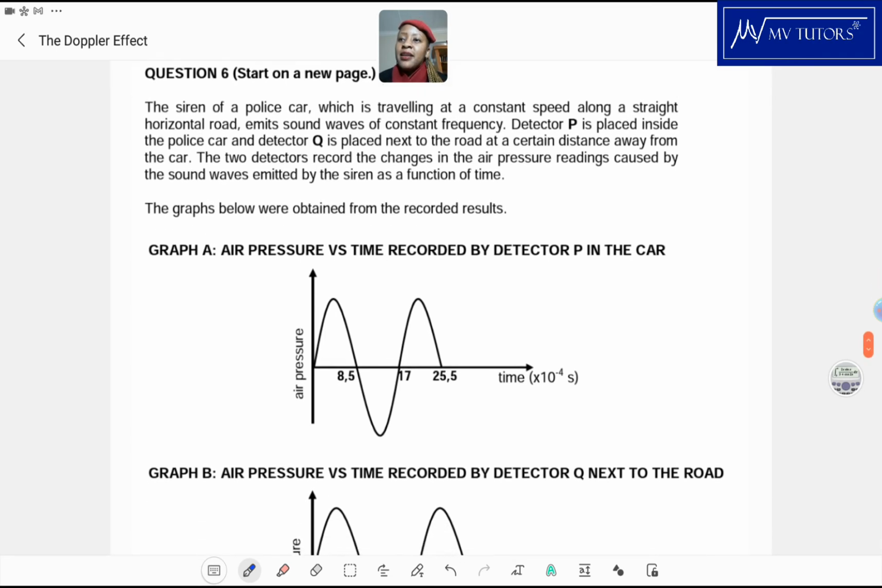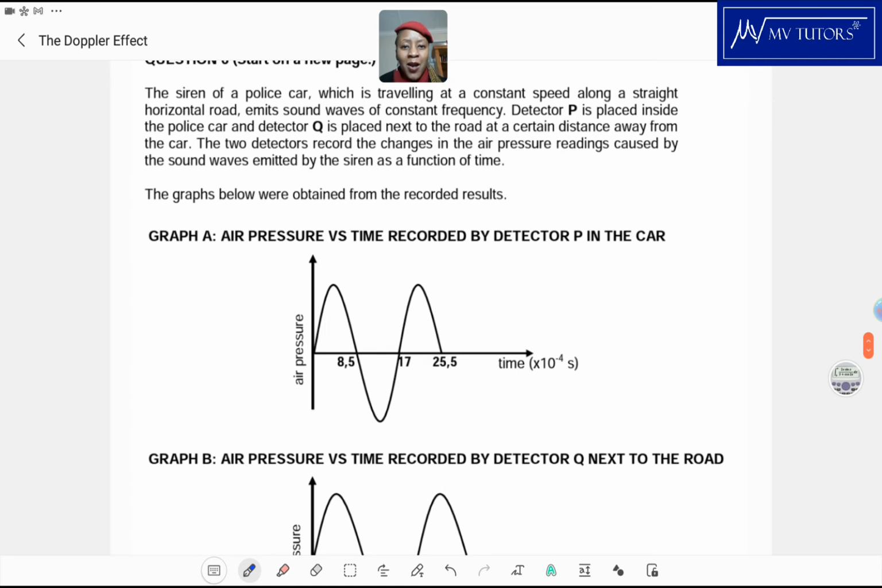Okay, so this, guys, the frequency of the detector in the car will always be the frequency of the source of the sound that comes from the car. So if the car has a frequency of 100, detector P will always have a frequency of 100. Detector Q, however, will depend. If the police car is moving towards Q, then it will detect a higher frequency. If it is moving away from Q, it will detect a lower frequency.